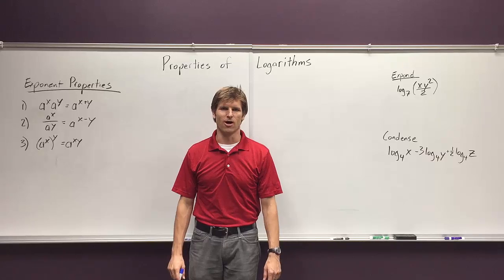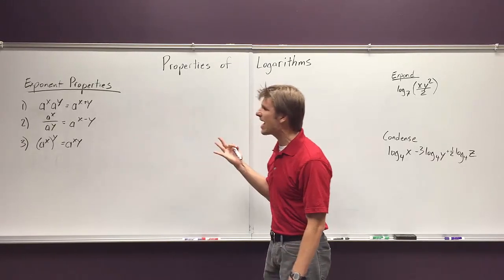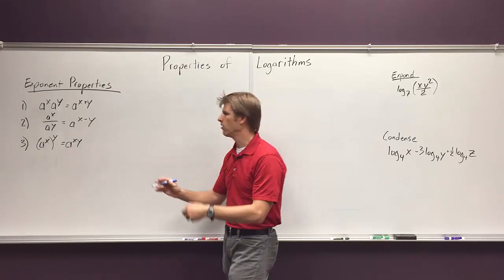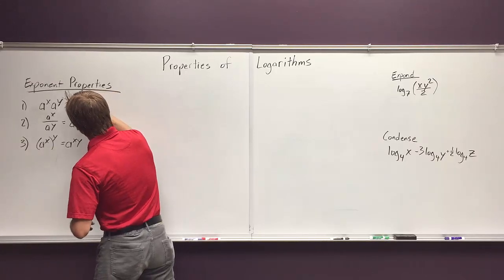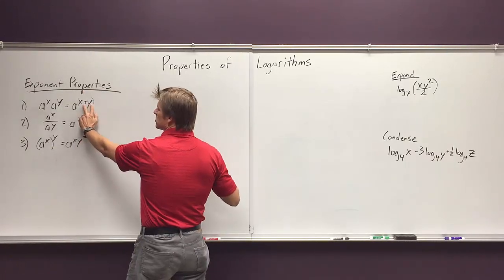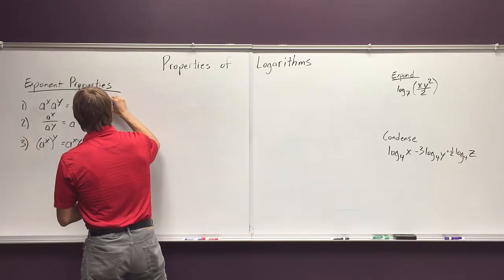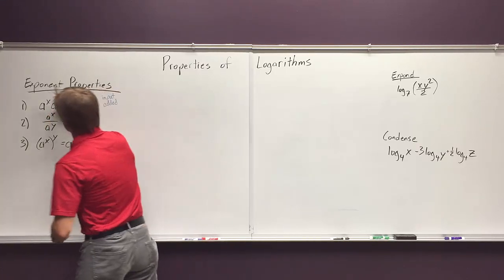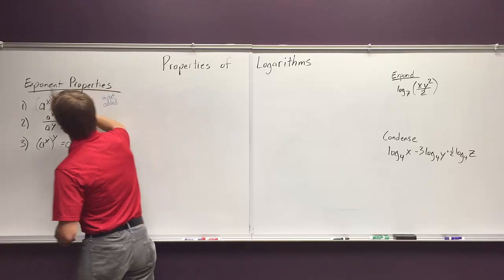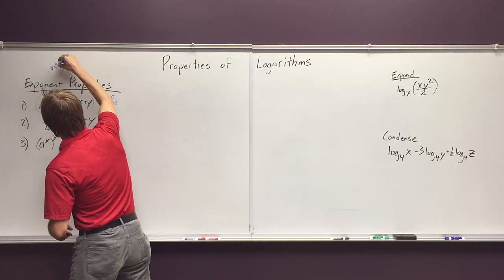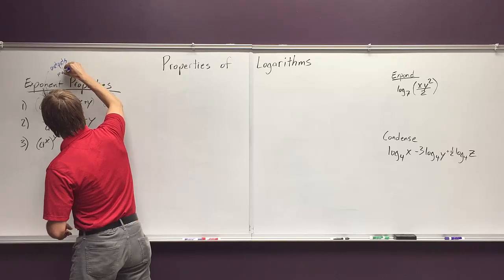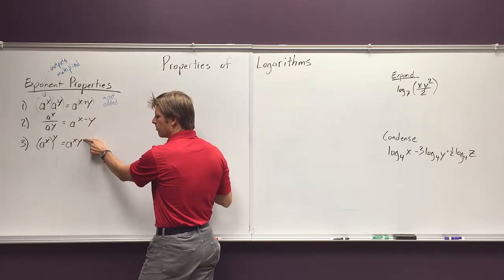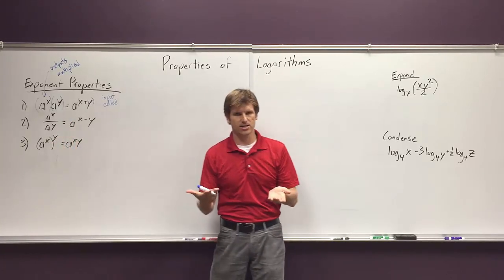Let's talk about properties of logarithms. So I've written up 3 exponent properties. We're thinking about these in terms of inputs and outputs now. Notice what happens. If you have these 2 inputs added, the outputs get multiplied. Here, inputs subtracted, outputs divided. Inputs multiplied, outputs as exponents, okay?